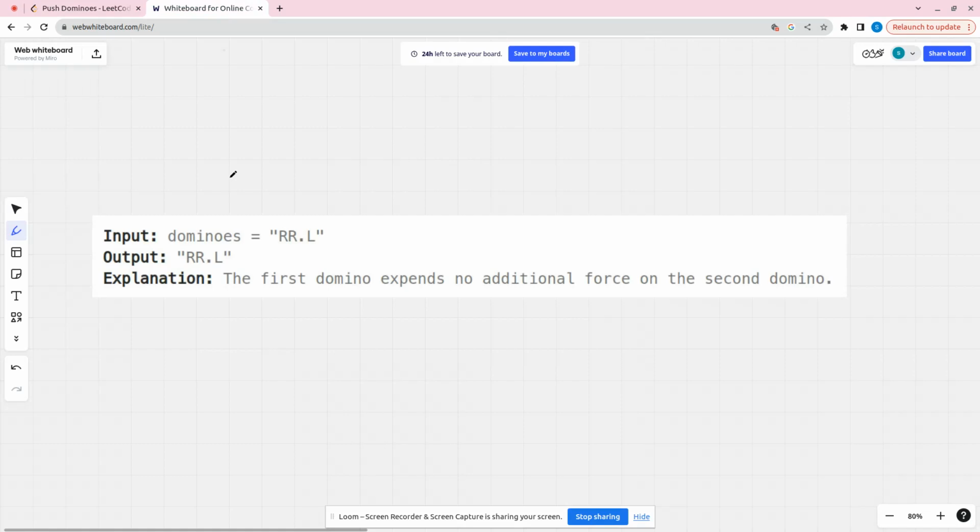Initially we have four dominoes. We pushed the first one in the right direction, the second also in the right direction, the third we have not pushed, and the fourth in the left direction. So the first domino will fall in the right direction, the second will also fall in the right direction, and the fourth domino will fall in the left direction. But if we talk about the third domino, then the second will push it to the right and the fourth will push it to the left, so forces will cancel out and it will not fall. So we'll return the final state as RR.L.